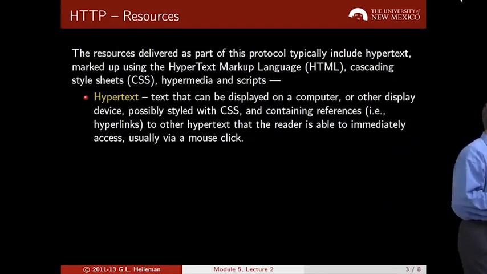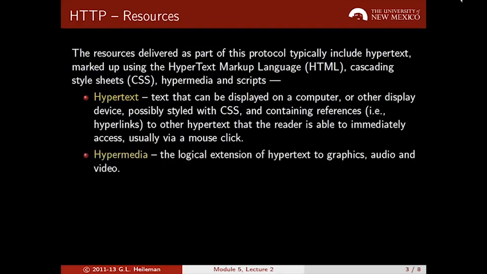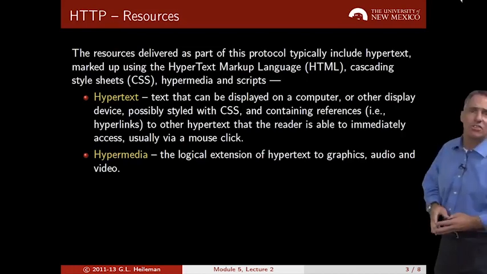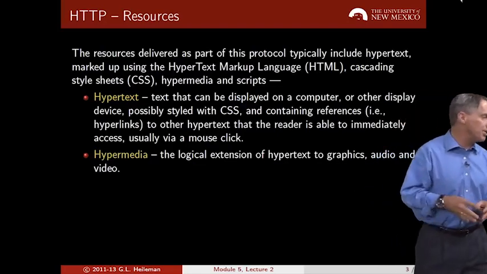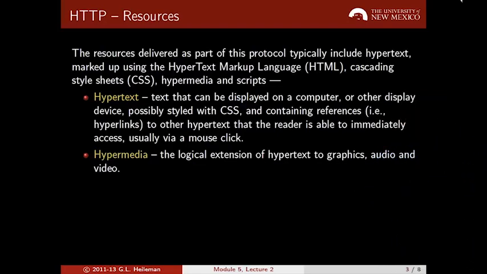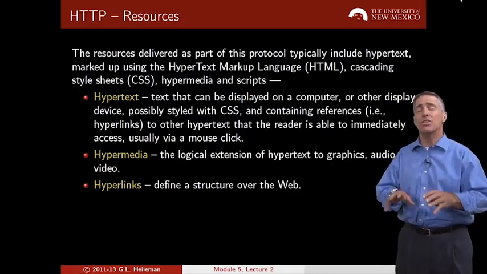And it can contain references to other hypertext that the reader can click on and then visit. Usually, clicking a mouse, you could visit some other site, perhaps through this link or some other section of the same page that you're on. Now, hypermedia is just a logical extension of hypertext to include other things like graphics or audio, video. HTML5, we're going to talk more about that in the next lecture, has better support for hypermedia. And then, as I've already mentioned when I discussed hypertext, hyperlinks can be embedded within your hypertext.